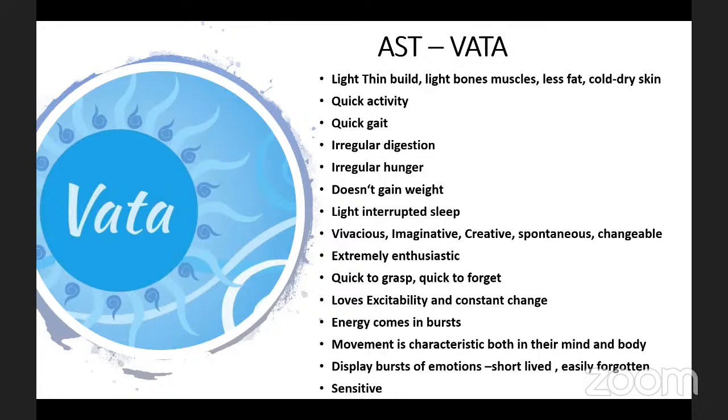Vata people have a light and thin build, light bones, thin muscles, less fat, cold and dry skin. Their activity is very quick, gait is quick, digestive system is irregular. Sometimes a lot of hunger, sometimes no hunger. They don't gain weight easily. Their sleep is light and interrupted. If you just touch them during that sleep in the middle of the night, they'll wake up and ask, what is the problem? Just touch them and they'll wake up.